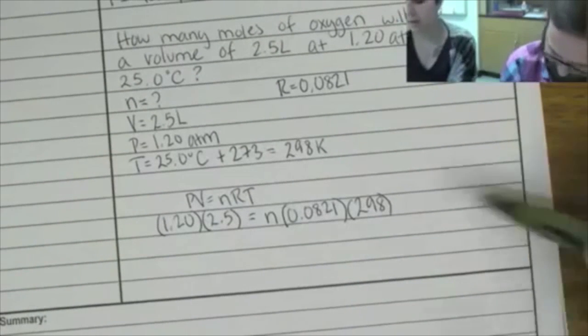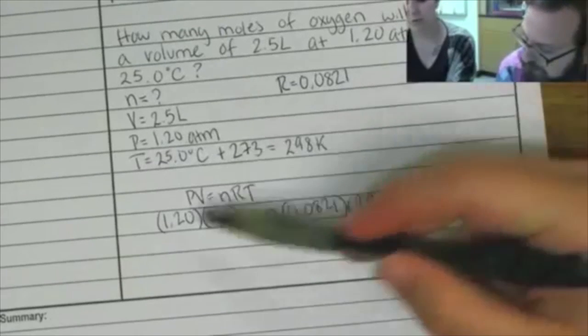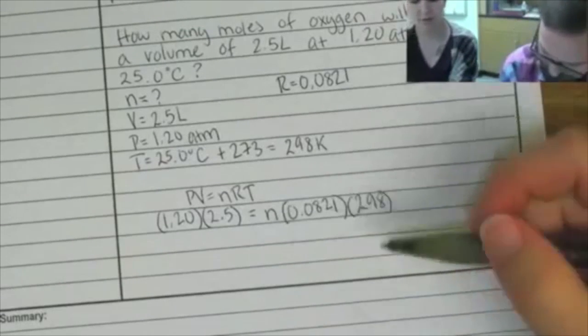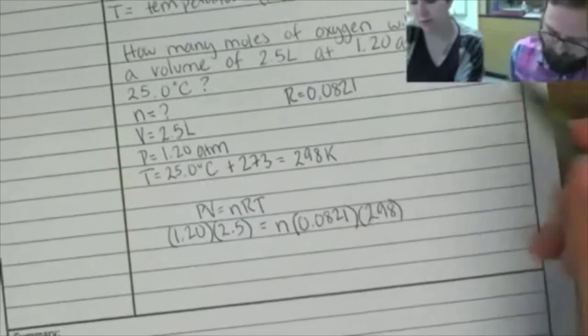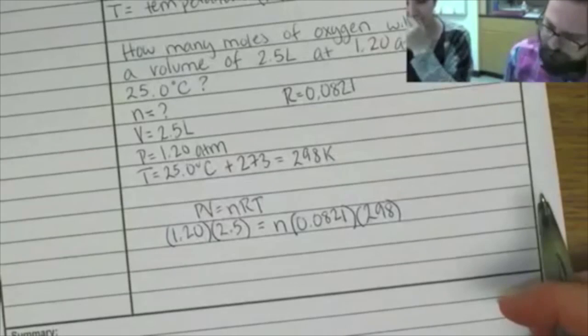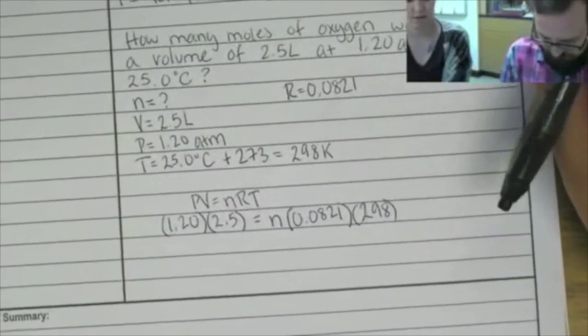Now to solve, we've just got some algebra to do. I like to solve this part first, and then you just rewrite everything once you've got it all solved on both sides. So we're going to have 0.0821 times 298. You're going to punch that into your calculator? Sure.